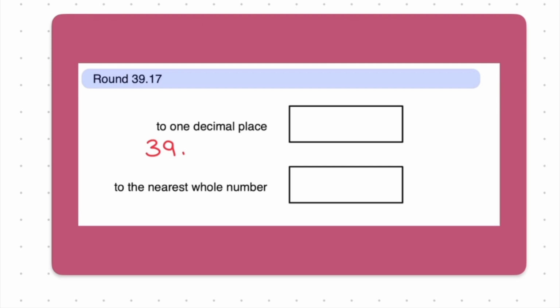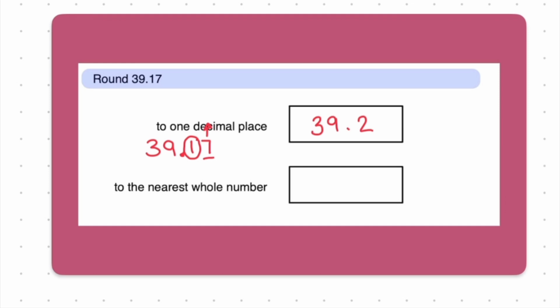Next question. Round 39.17 to 1 decimal place. So let's write it out. 39.17. We want 1 decimal place. We're going to circle our first decimal place. We're going to underline our bossy neighbour. They're telling us to go up. They're telling us to climb the vine. So we know our 39.17 to 1 decimal place is 39.2. You could add a 0 in, but because it asks you for 1 decimal place, you only need 1 digit after the decimal place.